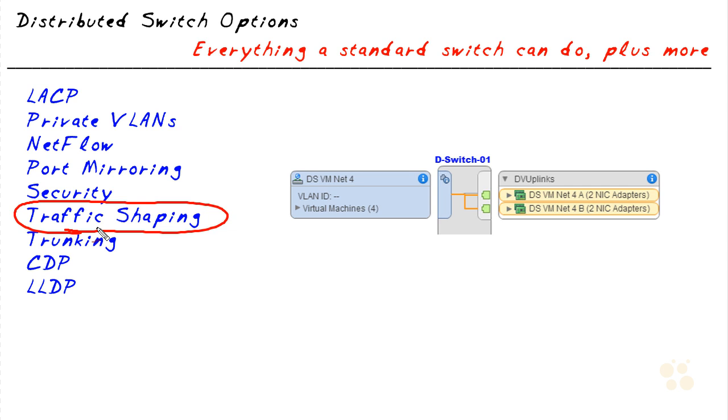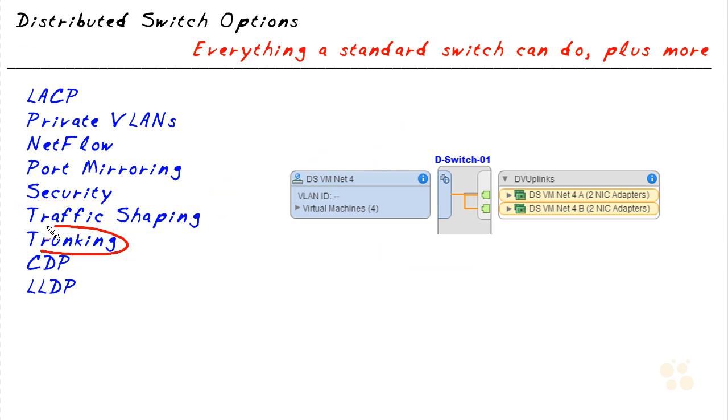It adds a direction. You mean like one direction? I mean like two directions. A standard switch will only slow down ingress traffic. That means traffic that is coming from a virtual machine into the switch. And on a distributed switch, it also can go ahead and slow down egress traffic. And that would be traffic that is leaving the switch going to a virtual machine. So we can do it ingress or egress with the traffic shaping on a distributed switch.